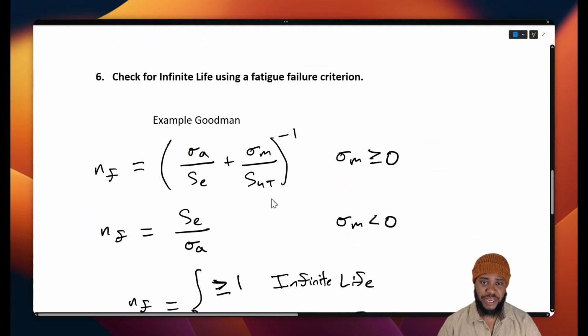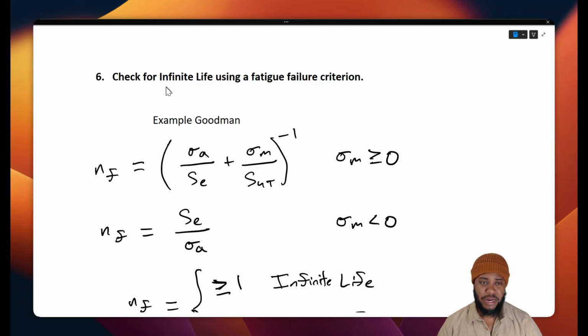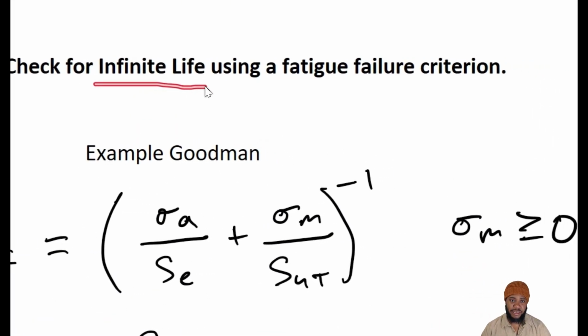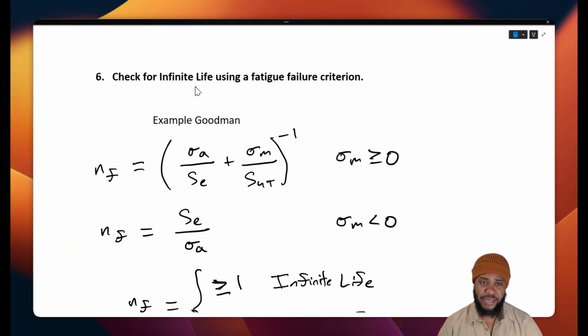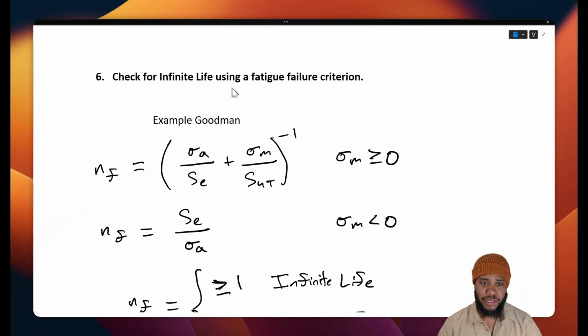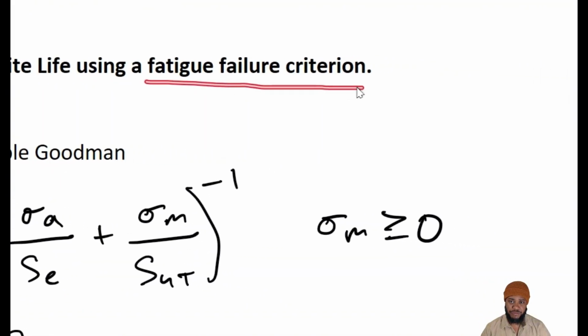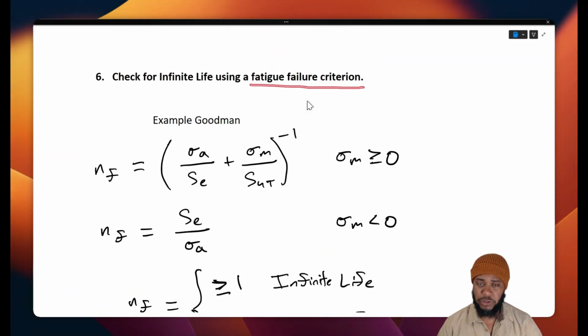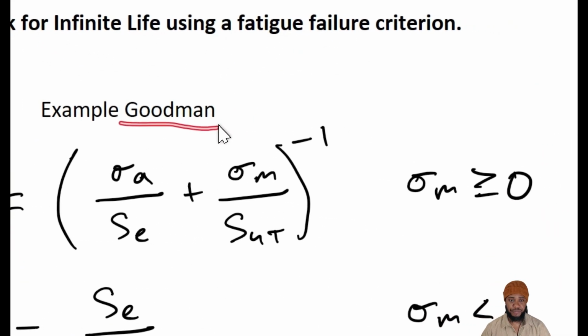Now our second check is to check to see if our problem has infinite life, meaning the cycles to failure is greater than 10 to the 6. We have an infinite life design. And this check would require one of our fatigue failure criteria. We've learned about 6 different ones, but let's just focus on a classic example, which is Goodman's equation.